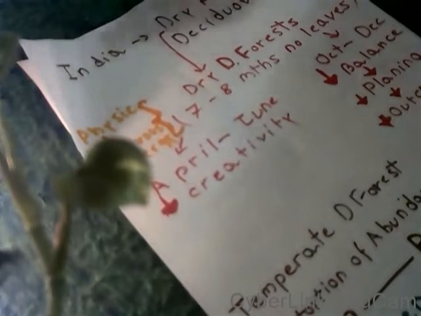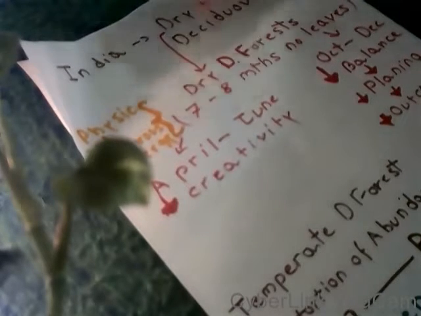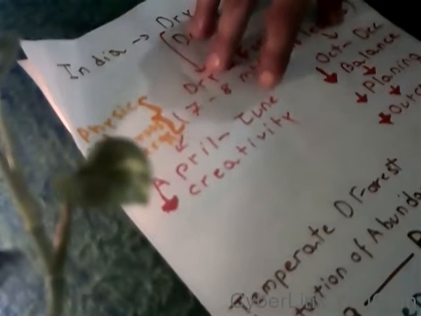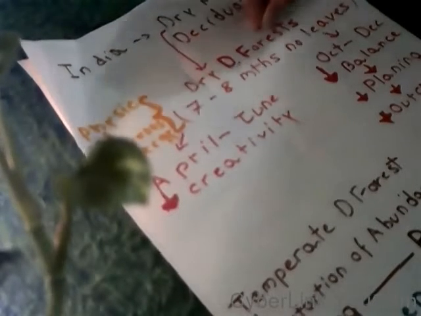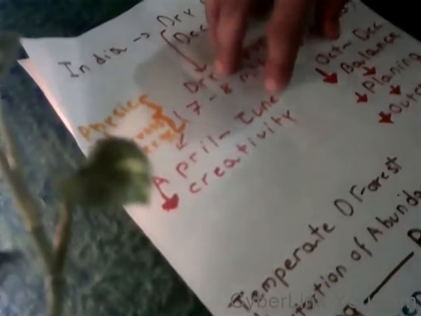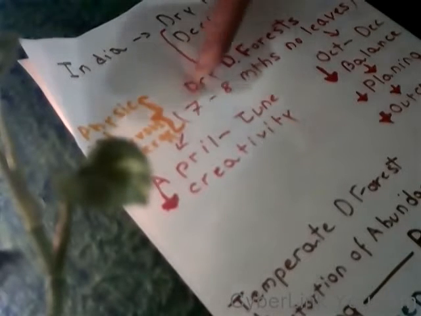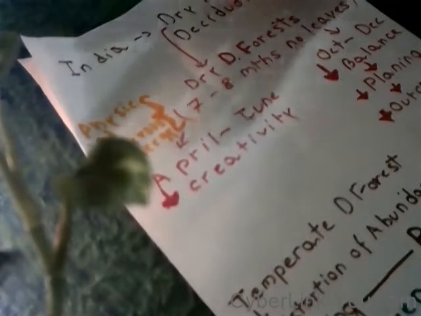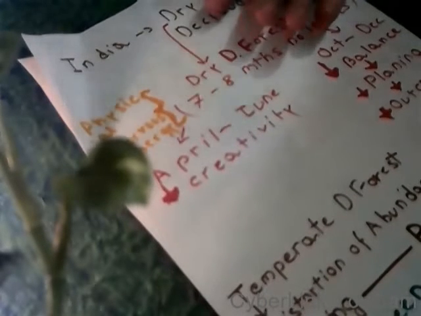So basically, in the dry deciduous region, which is the central part of the country and a few western parts, it is so dry that for about 7 to 8 months, trees don't have foliage, they don't have leaves.